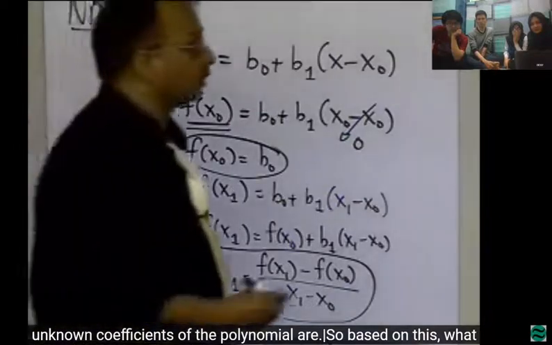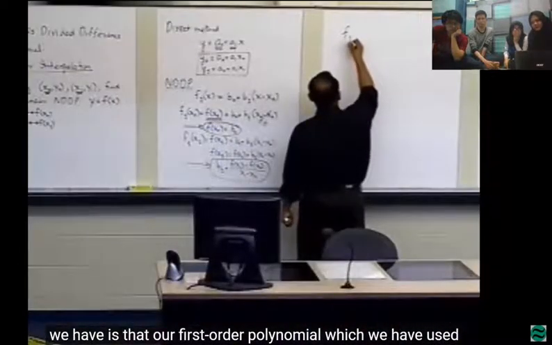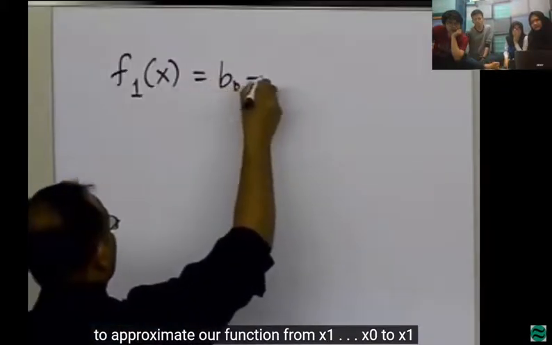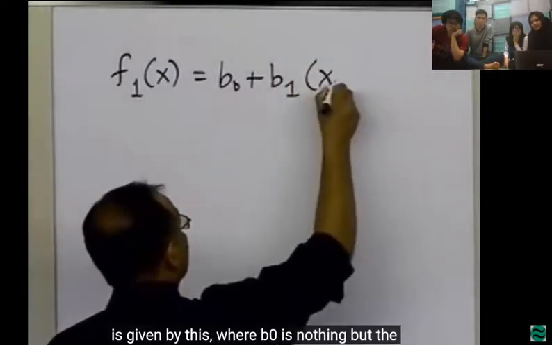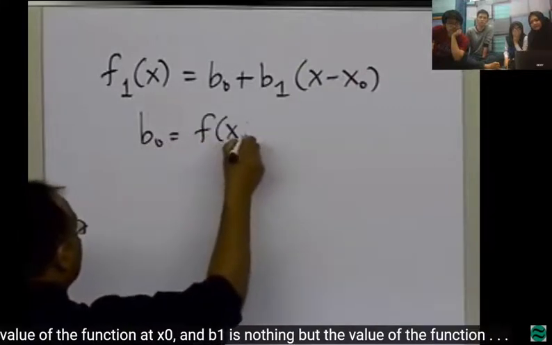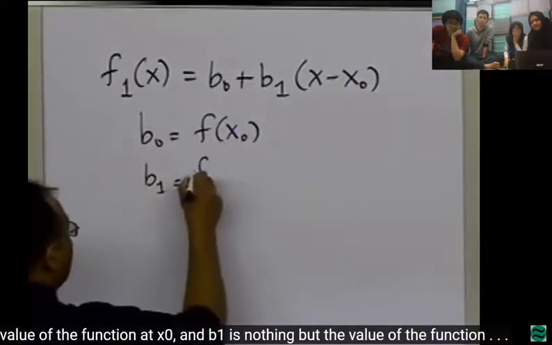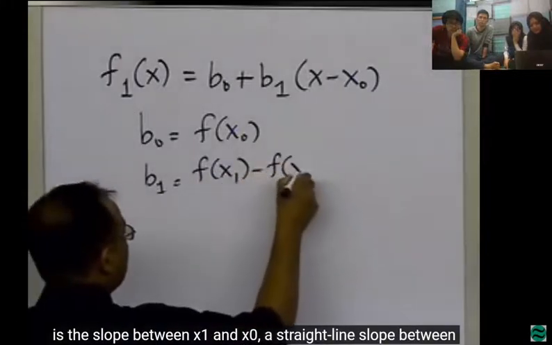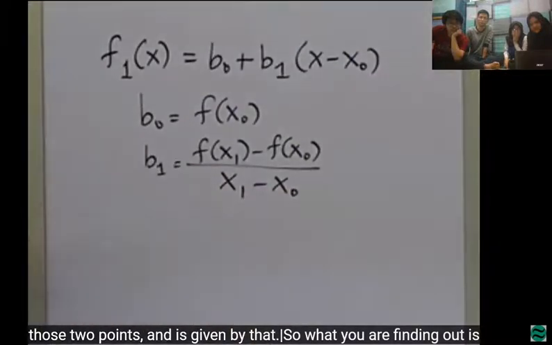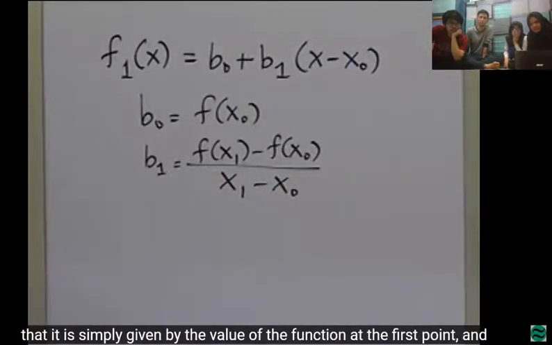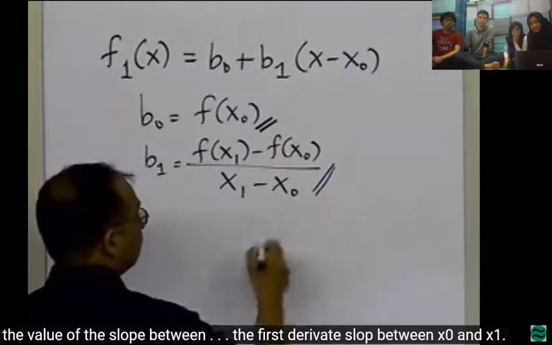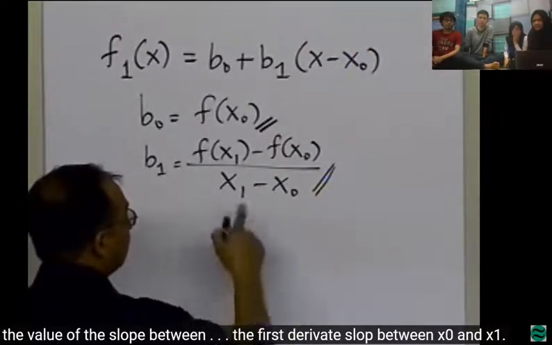So based on this, what we have is that our first order polynomial, which we have used to approximate our function from x naught to x1, is given by this, where b naught is nothing but the value of the function at x naught, and b1 is nothing but the slope between x1 and x naught, the straight line slope between those 2 points, and is given by that. So it is simply given by the value of the function at the first point and the slope between x naught and x1.